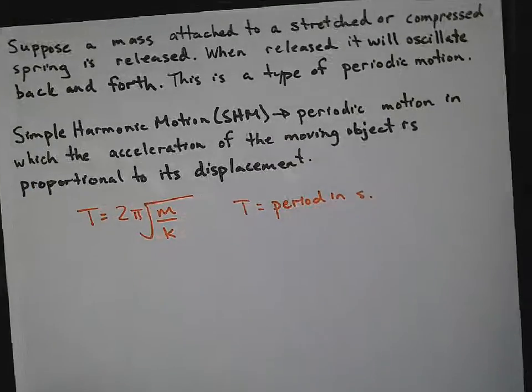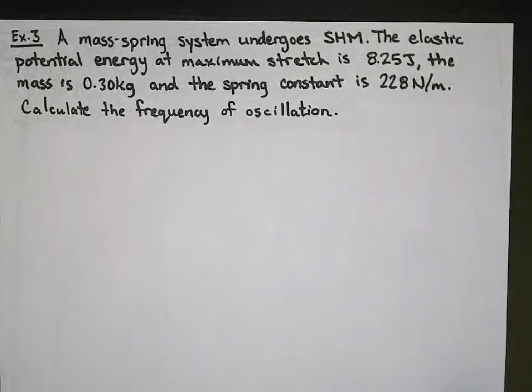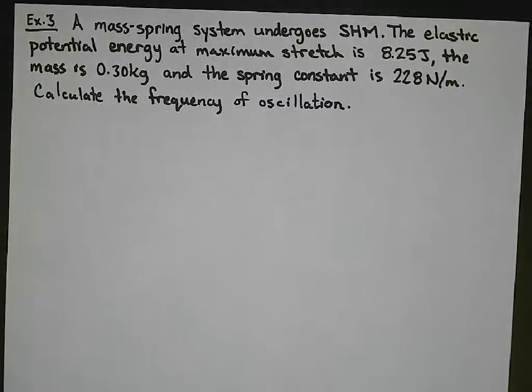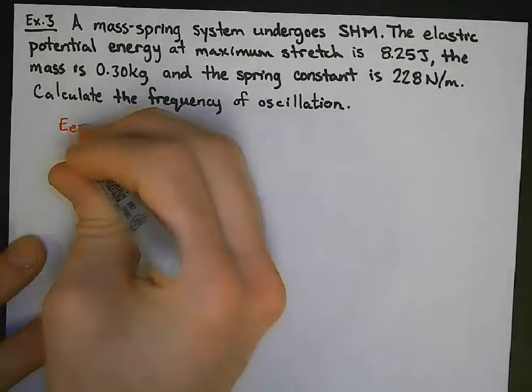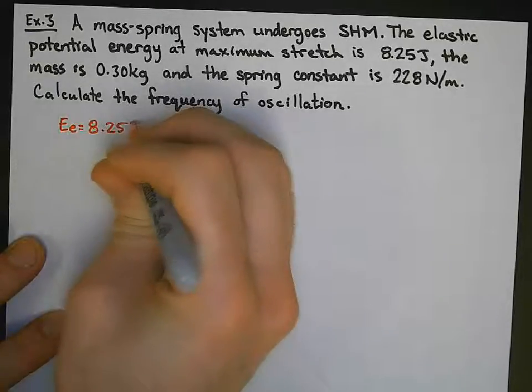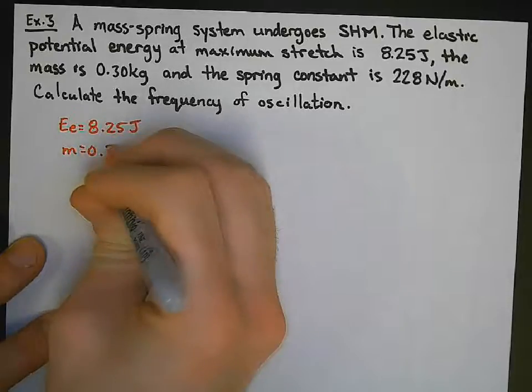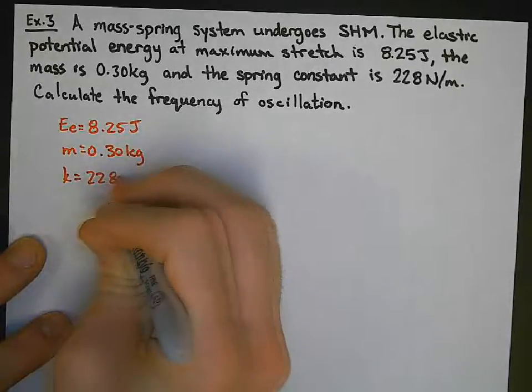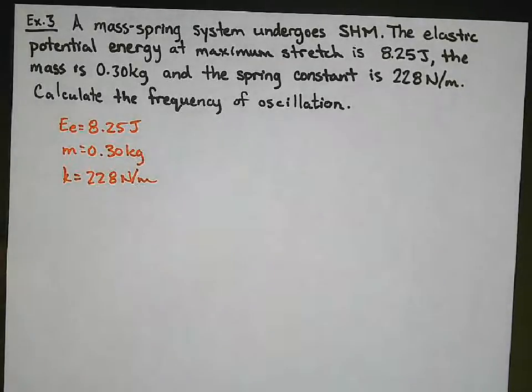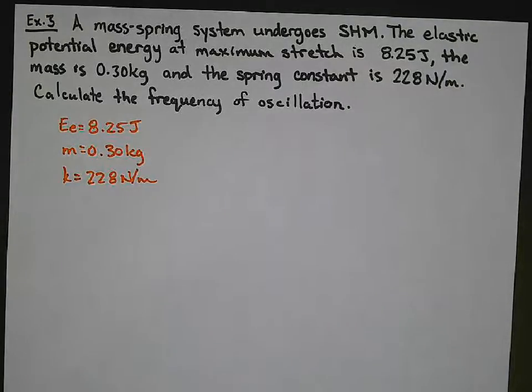So what happens if a mass spring system does in fact undergo simple harmonic motion? And its maximum stretch has an elastic potential energy of 8.25 joules. A mass of 0.30 kilograms, and a spring constant of 228 newtons per meter. Are we able to calculate the frequency of this? Well, absolutely we are.